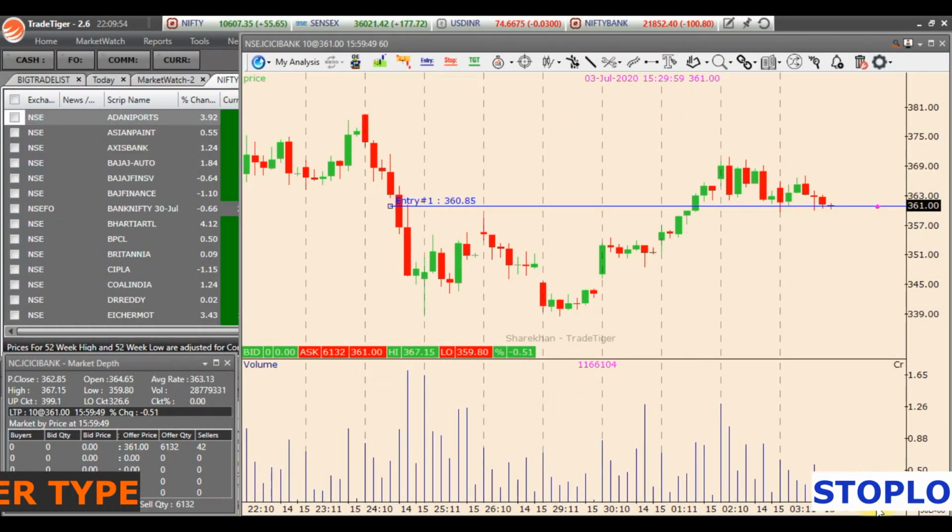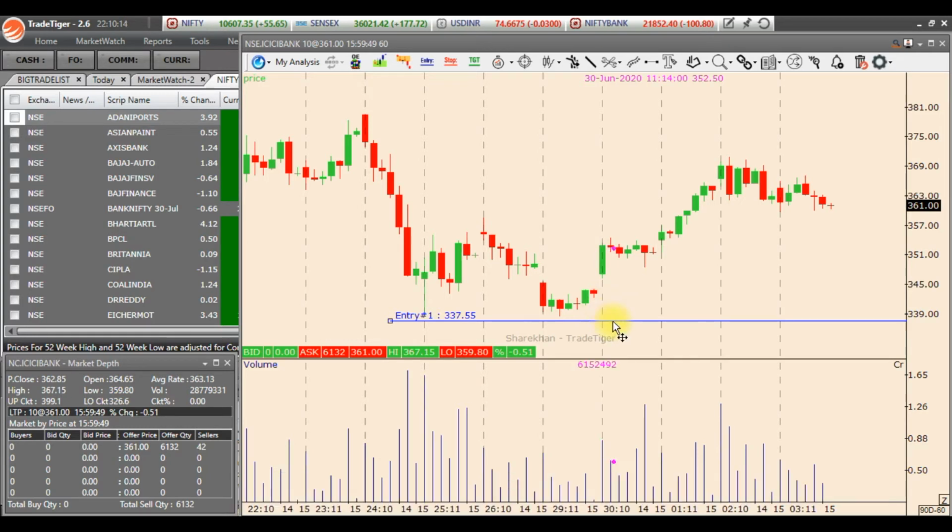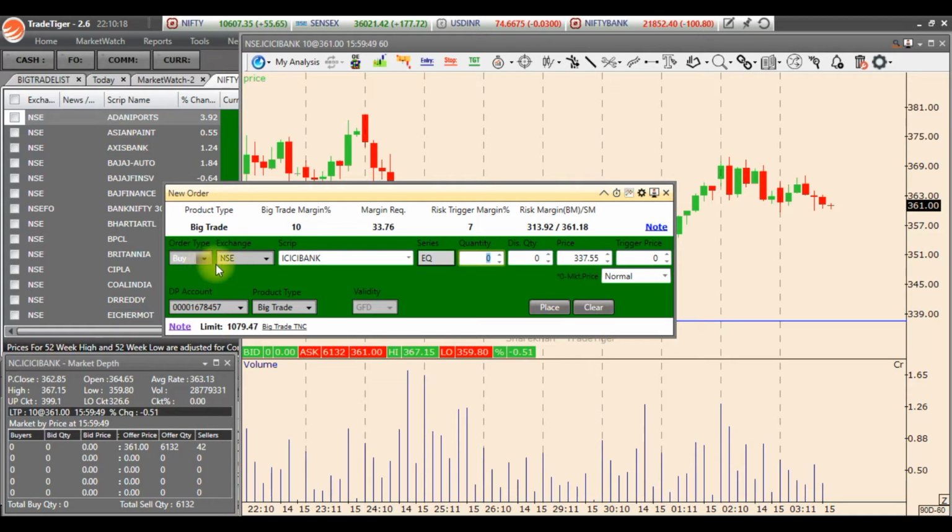Let me show you the next order type, stop loss orders. Say, for example, you bought the shares at 361 and you want to place a stop loss for that particular order. You want to place an order below this swing low. All you need to do is drag the entry line, keep it below the swing, and double click. Since you bought the shares, you want to select a sell stop loss.